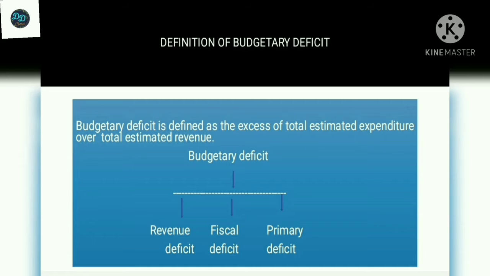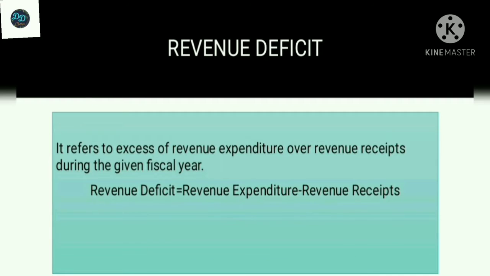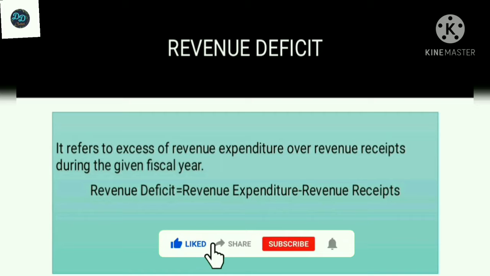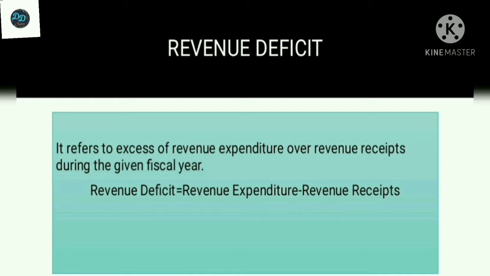That is simply, once again I repeat, when the government spends more than it collects, then it incurs the budgetary deficit. Under the budgetary deficit, three types of deficit are there. One is revenue, one is fiscal, and the third one is primary. Now we are going to discuss the revenue deficit. It refers to the excess of revenue expenditure over revenue receipt during the given fiscal year. That is, revenue deficit equals revenue expenditure minus revenue receipt.